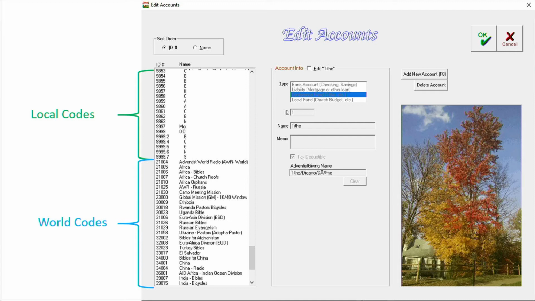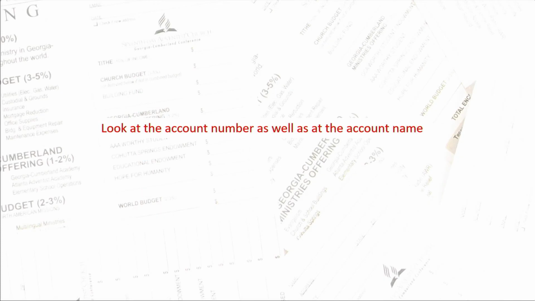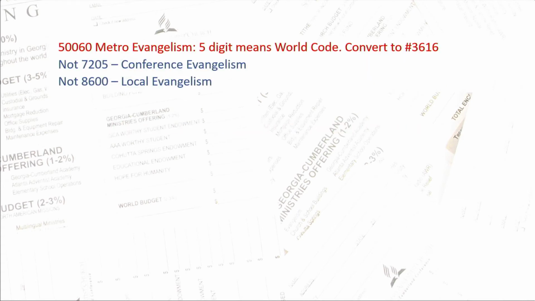So if Adventist Giving tells you there's an account that is not mapped, look at the account number as well as the name to post or map it correctly. Examples: 50060, Metro Evangelism. 5-digit means it's a world code, using the chart to convert it to 3616. If you don't have it already, create 3616 in Jewel, set it as conference type. Don't just look at the word evangelism. You can see it's world, not conference. So you wouldn't post it to 7205, which is conference evangelism, or 8600, which might be your local evangelism.